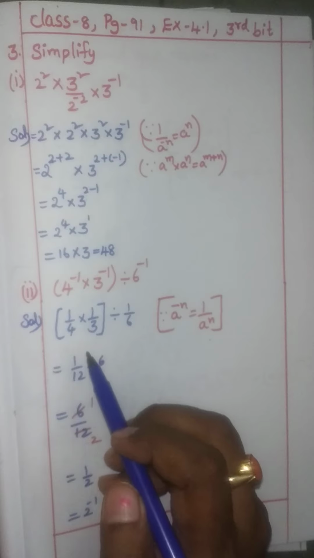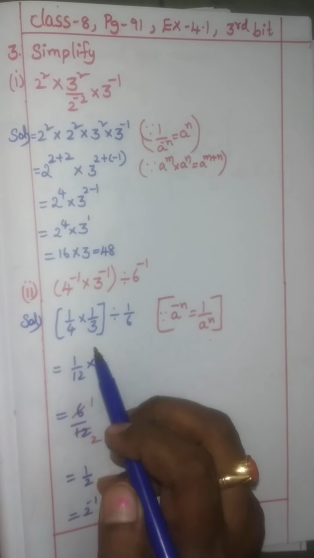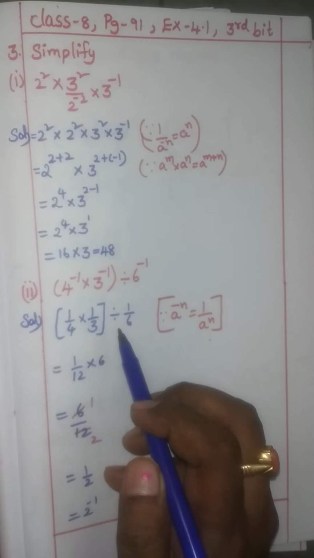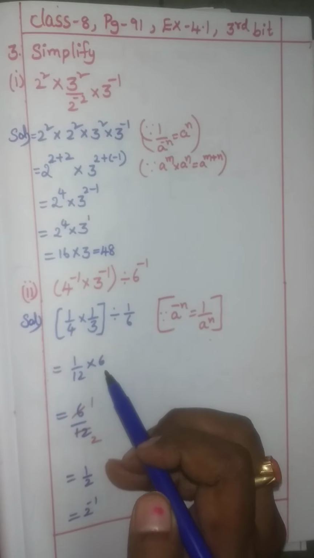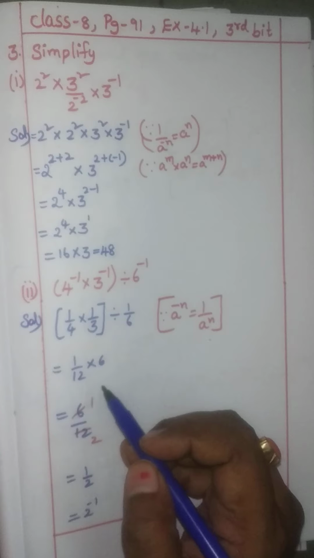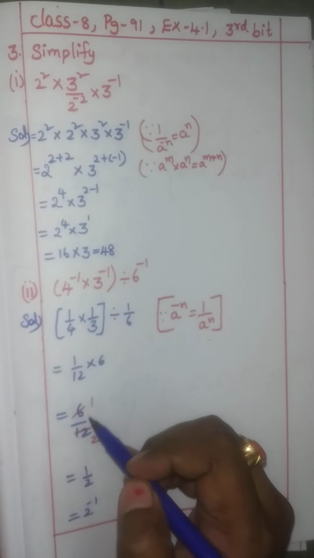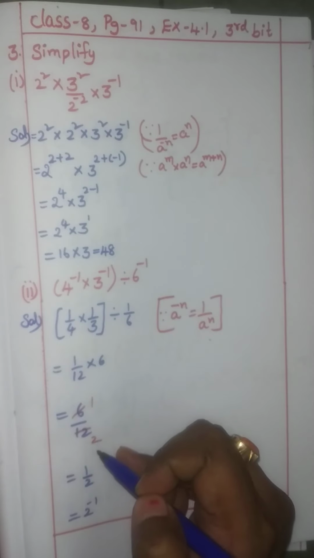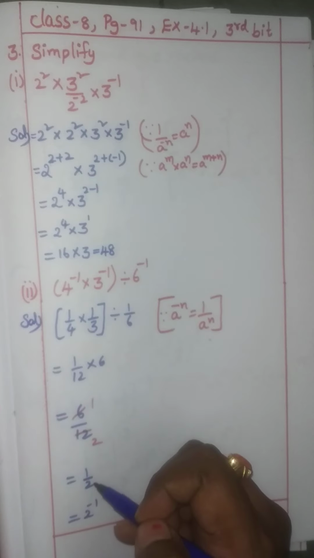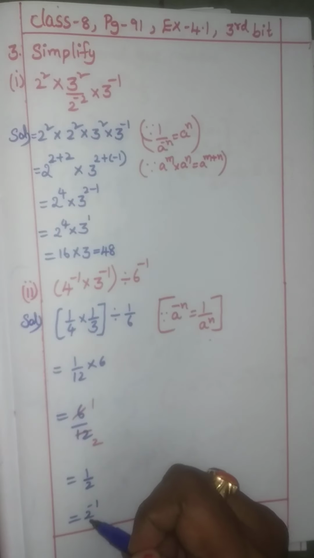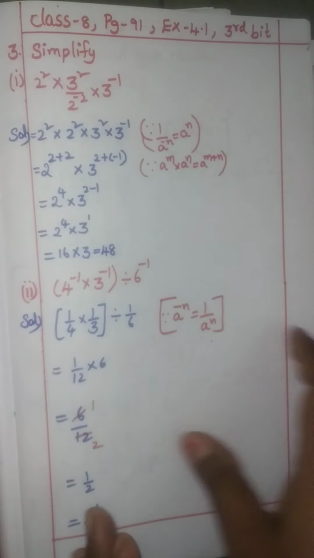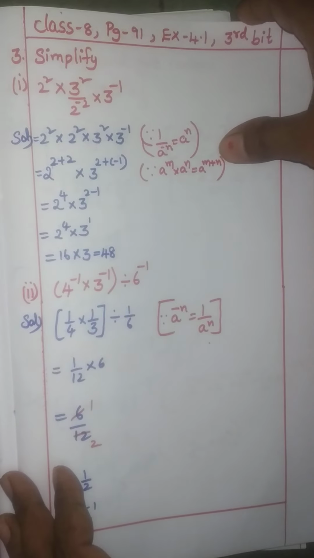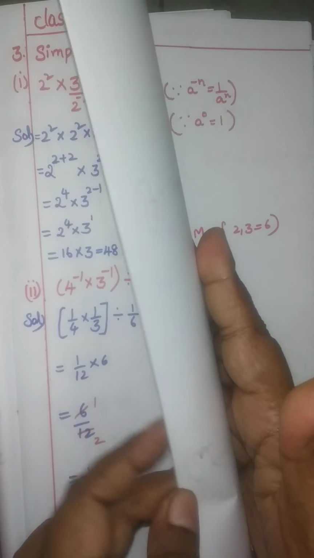1 by 4 into 1 by 3, how much? 1 into 1 is 1, 4 into 3 is 12. Division changes to multiplication and reciprocal of 1 by 6 is 6 by 1 or 6. Now 1 6s are 6 by 12, 6 ones are 6 and 6 twos are 12, equals 1 by 2. 1 by 2 we can write as 2 power of minus 1. Let us see next problem. This is third bit. Let us see fourth bit.